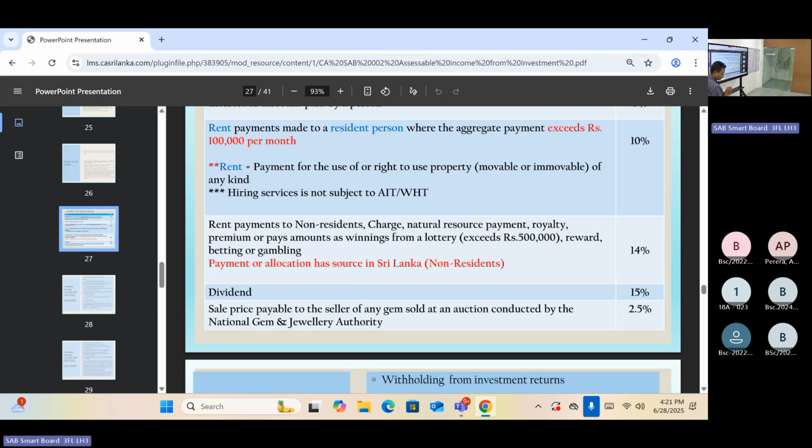Now you can see most of the elements we discussed under the investment income subject to withholding tax. We discussed rent, premium, natural resource payment, royalty, dividend and the rent, interest, everything are there, right?